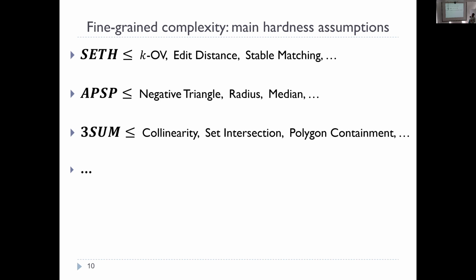You have APSP, all pairs shortest paths, and then we have reductions to many other problems from that, and similarly 3SUM. Okay. APSP. Yeah. So given a graph, you want to find the shortest paths between every pair of nodes in the graph. The graph is weighted, and the time that you need to spend is n cubed, right? And assuming that, you show hardness for many other problems. For example, finding a triangle of negative weight in such a graph would require similar time, n cubed.